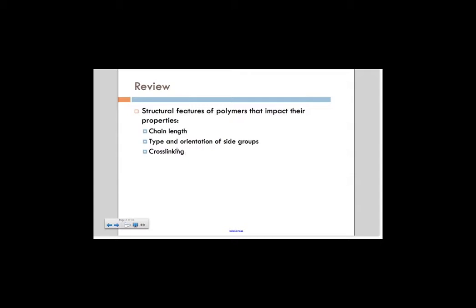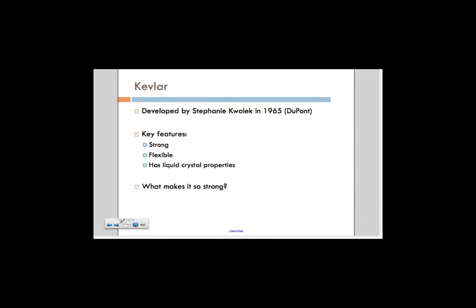And cross-linking is definitely something that will affect the properties as well, and we talked about that in the last screencast with Bakelite. Hold on, let me get my pen working. So let's see how these properties play out with some condensation polymers of importance.